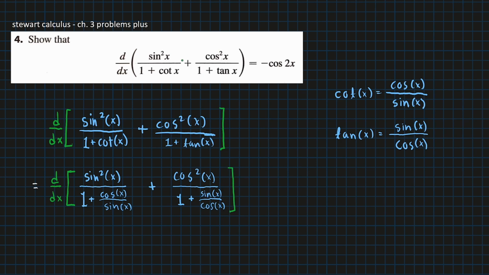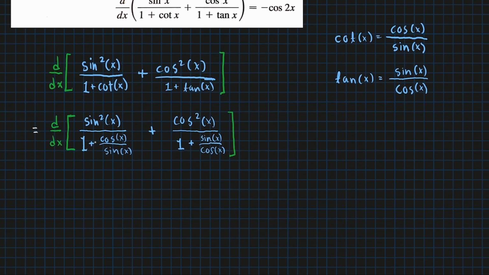So this denominator is looking a bit messy. How can we add this 1 to our denominator fractions over here? Well, we can just make 1 have the same denominator as these little fractions. So for example, this one would be sine x over sine x, and this one would be cos x over cos x. So let's write that out. Let's write out all the steps so we don't get confused.